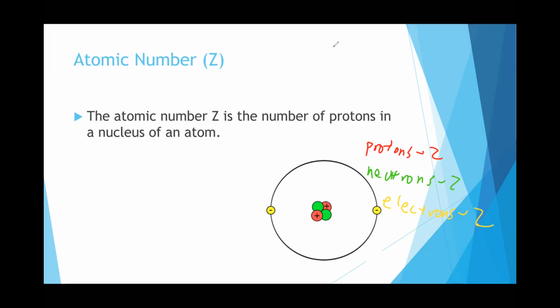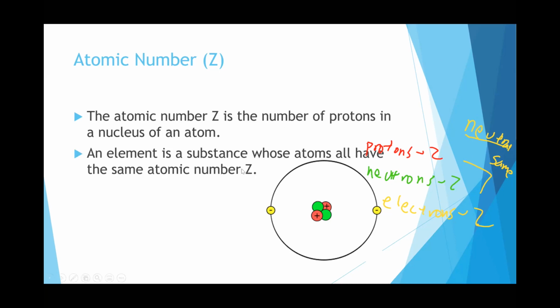In every single neutral atom, the protons and the electrons are the same in number, because nature doesn't like unbalanced charges. An element is a substance whose atoms all have the same atomic number. So in this case, the atomic number, Z, equals 2 because there are 2 protons. So the atomic number is 2. So that's how we do these.